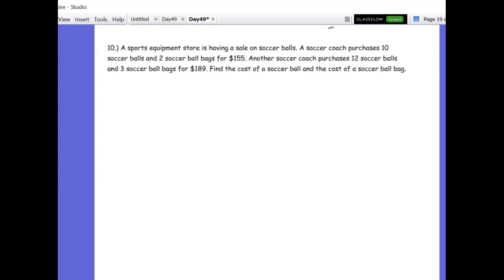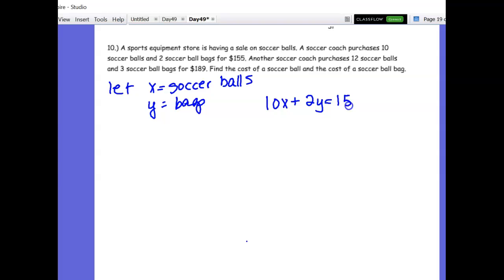So in that statement, if we start out, we're going to let X be the soccer balls, and then your Y can be the bags. So if the soccer coach purchases 10 balls, that would be 10X, and 2 bags, 2Y for $155. Another soccer coach purchases 12 soccer balls, so 12X, and 3Y, and that's going to be $189. So there's your 2 equations and your 2 variables.